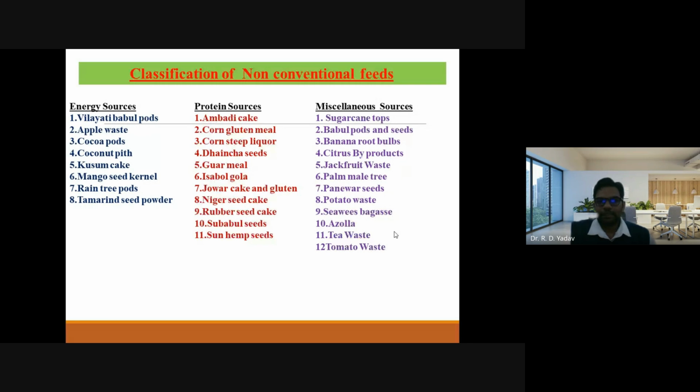Likewise, in case of protein sources, mahua cake and dhecha seeds, guar meal, which is the most common non-conventional feed source now used in industry, and niger seed cake, rubber seed cake, soya seed, sunhemp seed. These are the protein sources being used in industry to counter the non-availability of basic feed ingredients. And some miscellaneous sources also: sugarcane top, babul pods, citrus byproducts, jackfruit waste, palm and potato waste, etc.